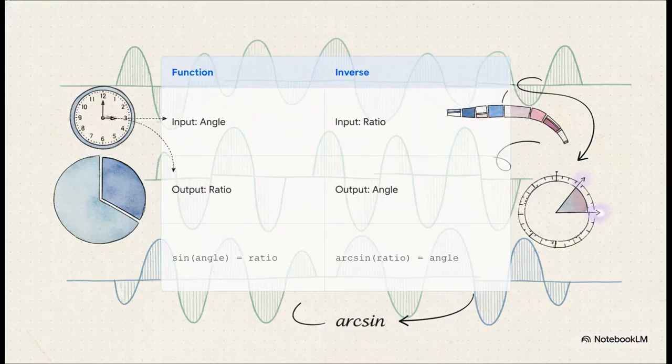So let's just nail down the core idea here. It's a total role reversal. A normal trig function, like sine, you feed it an angle, and it spits out a ratio. Well, the inverse function, we call it arcsine, does the exact opposite. You feed it that ratio, and its entire job is to tell you what angle created it. But how does it give you just one angle when we just saw there are infinite possibilities?